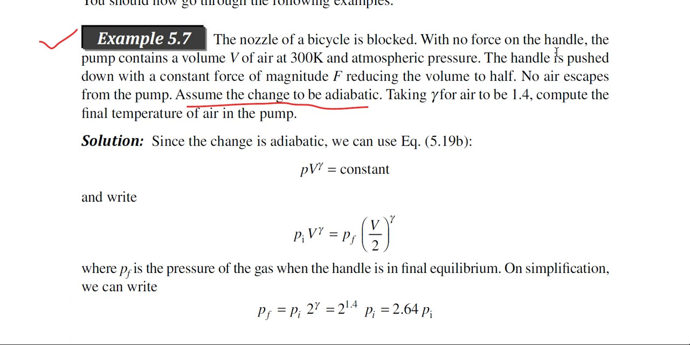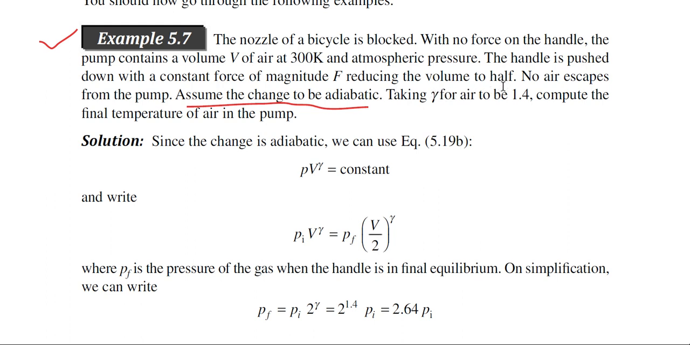With no force on the handle, the pump contains a volume V of air at 300 Kelvin and atmospheric pressure. So, suppose you are providing no force to the handle, this is somewhat in equilibrium condition, and at that time there is V volume of air inside the pump, the temperature is 300 Kelvin and the pressure is atmospheric pressure. Now the handle is pushed down with a constant force of magnitude F, reducing the volume to half.